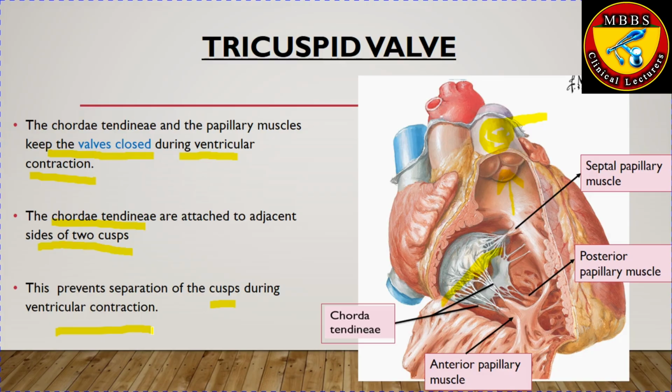So it prevents the separation of the cusp during the ventricular contraction.